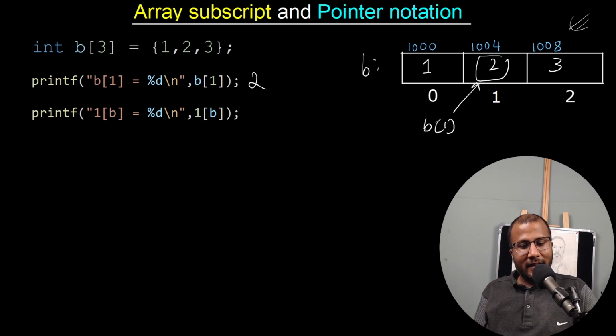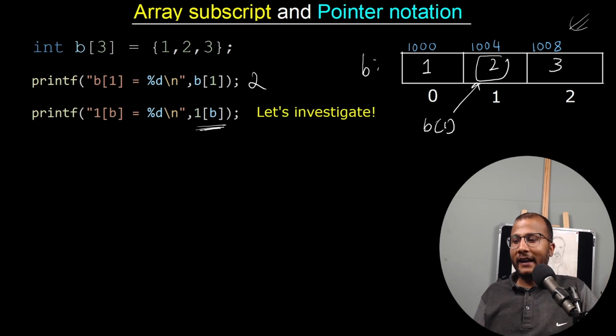What if instead of b[1] I print 1[b]? Is it allowed? 1 is not an array, right? So I've just interchanged the position of b and 1. b[1] now becomes 1[b]. Is it a valid statement? Is it allowed? We don't know, right? When in doubt, we have to investigate. So let's investigate by writing the code.